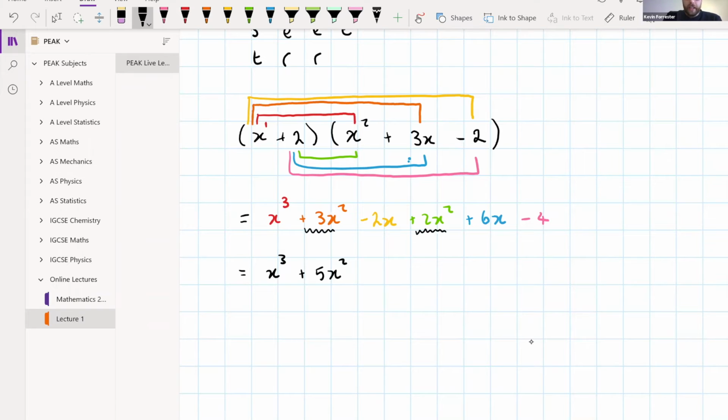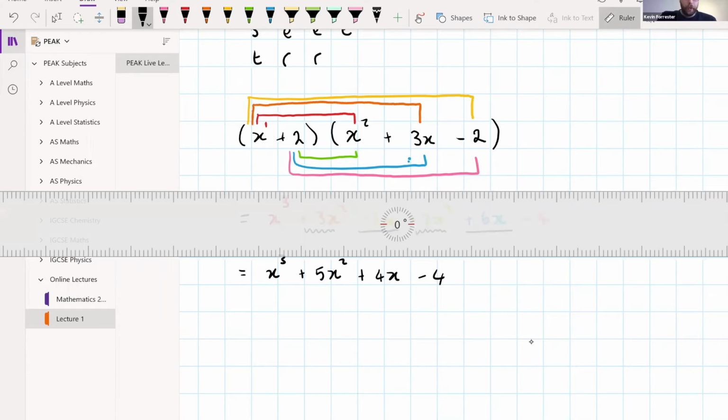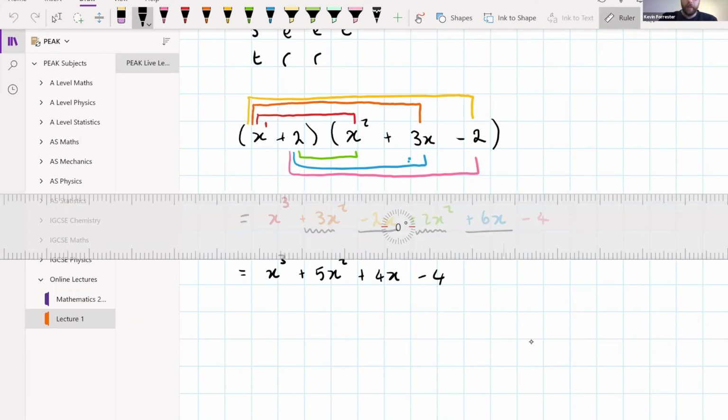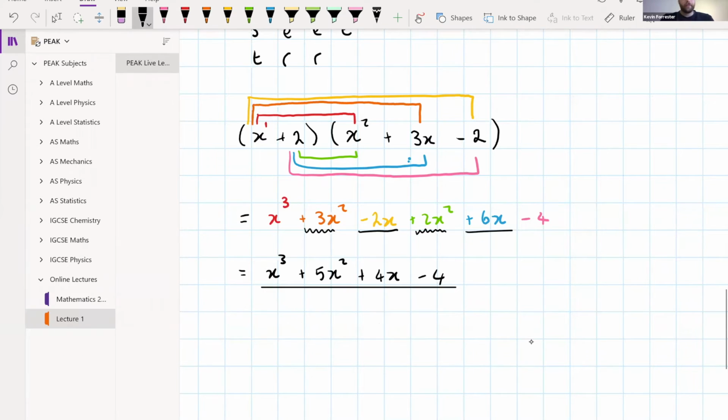Then we look for all the x terms. Minus 2x plus 6x. And so that will give us plus 4x. And then lastly, we have constants, and there's only one of them, so it's going to be minus 4. And there we have successfully expanded a binomial with a trinomial, simplified and got the final answer. Right, very good.